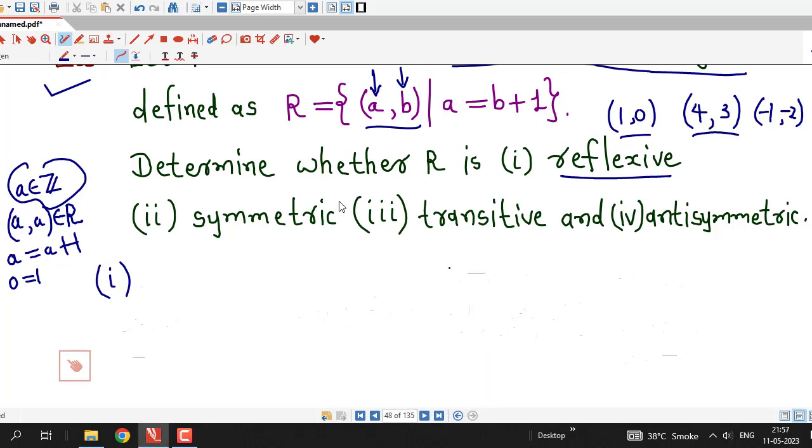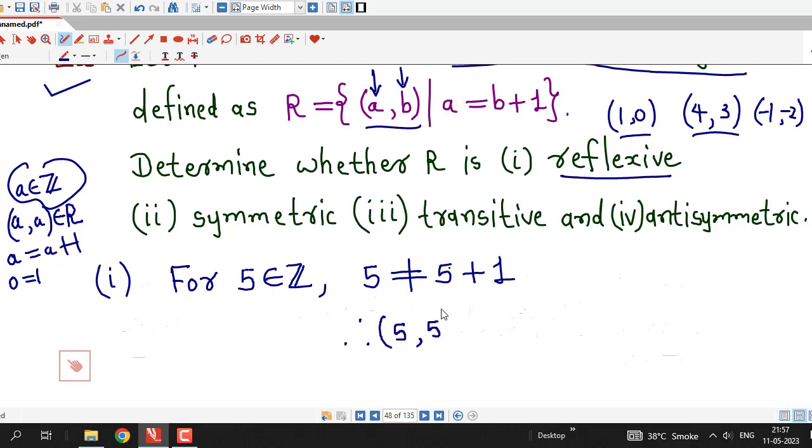So if a certain property is not satisfied, we have to give a particular ordered pair or particular element in the given set which does not satisfy the given property. For example, if we consider 5 in the set of integers, then we can say that 5 is not equal to 5 plus 1. This means (5, 5) is not in the given relation.